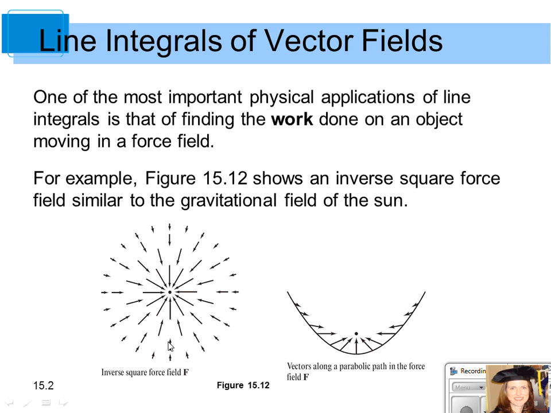And the closer you get to the sun, which would be right here in the origin, the stronger the gravitational field. So the length of those vectors as you get closer is going to be longer. The further away, you've got the shorter vectors. And suppose we're moving through this vector field along this parabolic path. We want to calculate the work done in moving along this path within this vector field.